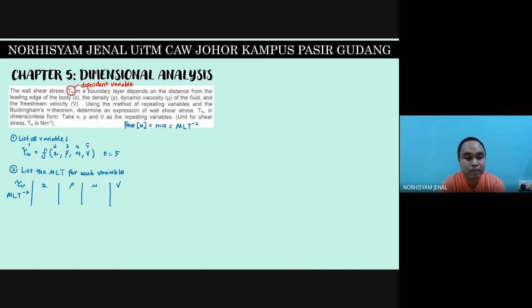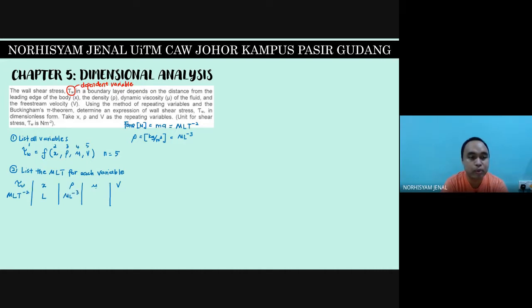Right, and then x over here is distance. So distance is L, and then density. The unit is kg per meter cube. So it is mass L -3. So m L -3.